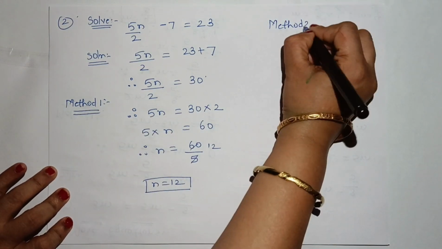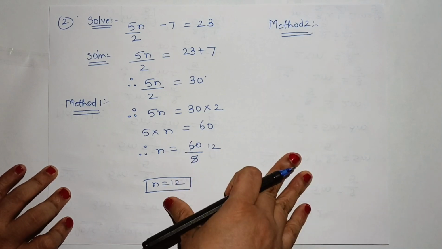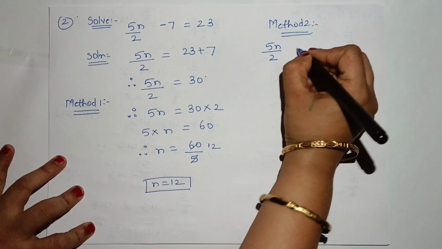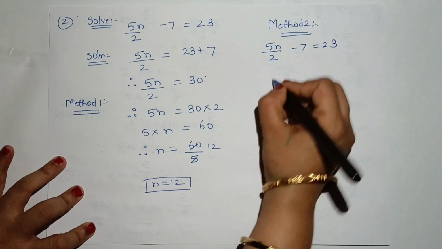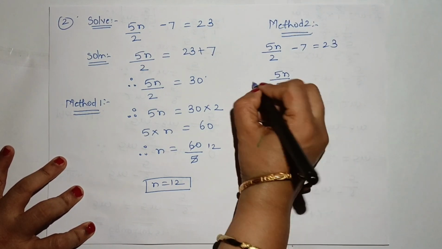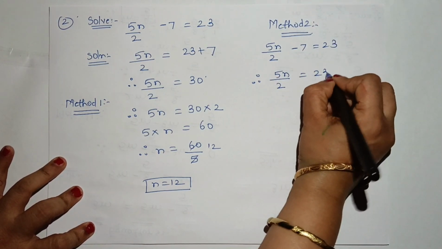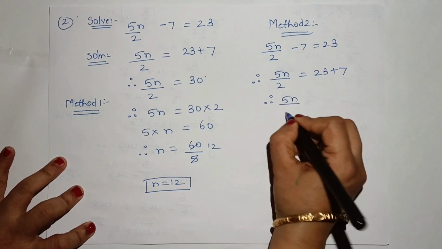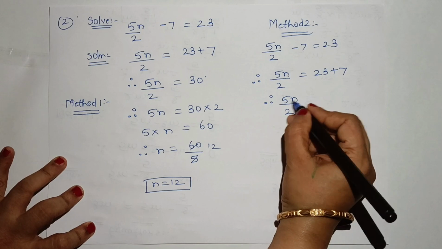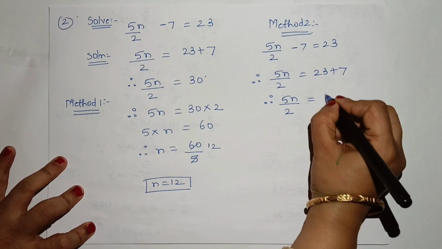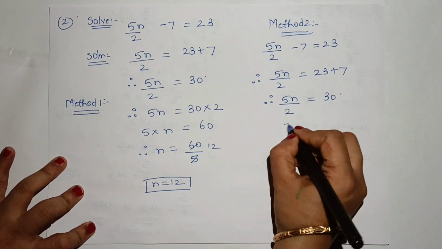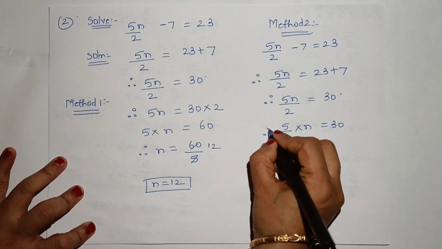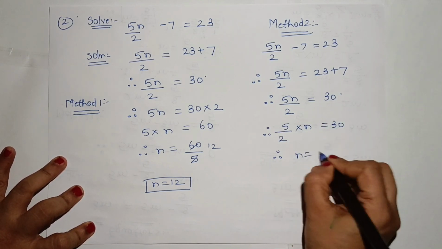Now same question we are going to see. Method 2. Just see whichever method you want, you can adopt that one. Now the question says 5n by 2 minus 7. Till here the method is same. Therefore, which is 23 plus 7. Now wait. You got the value of 5 by 2n, that is 30. 5 by 2n means what? 5 by 2 into n, correct? Are you understanding?